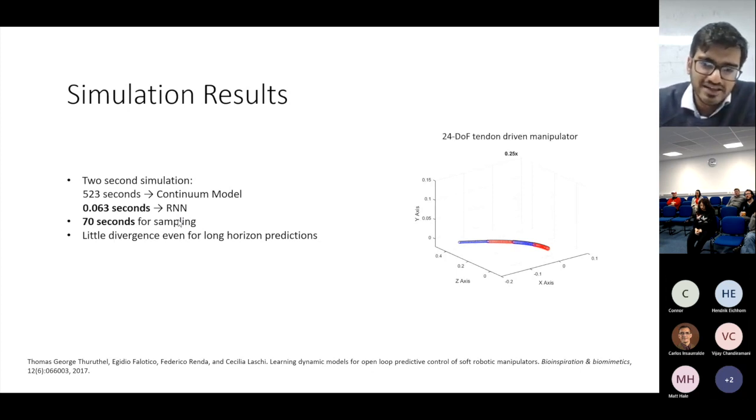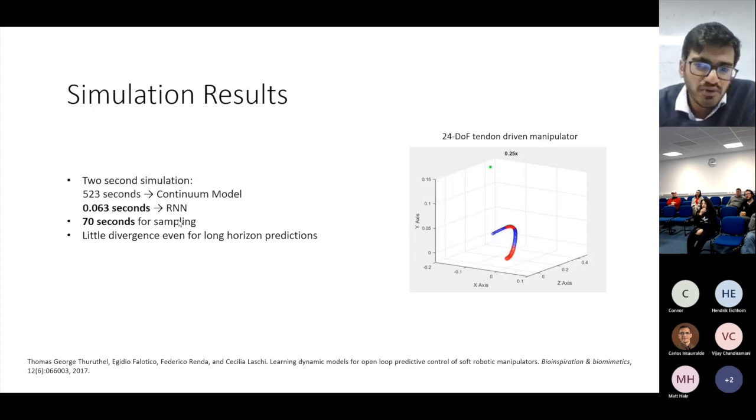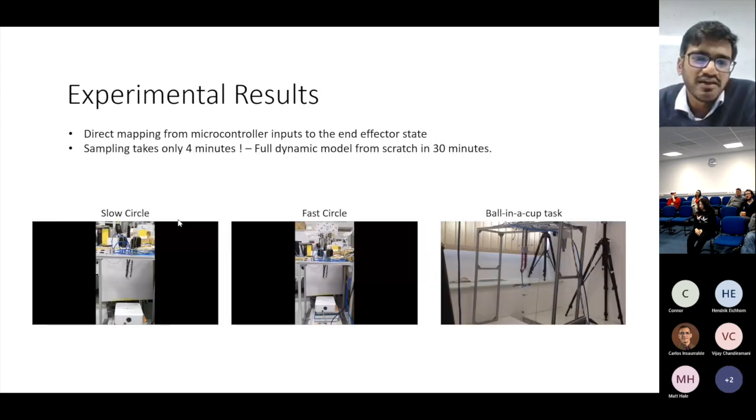In this case, it's a soft octopus continuum robot, and I want to reach this position, which is shown in green. Then you can find out the control input which takes me there. You can do the same thing for a real system shown here. Again, it's really fast to learn the dynamics.